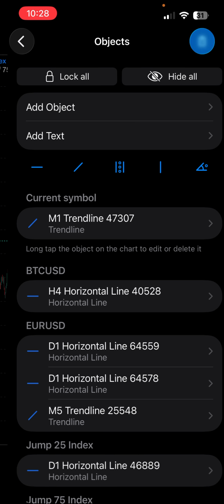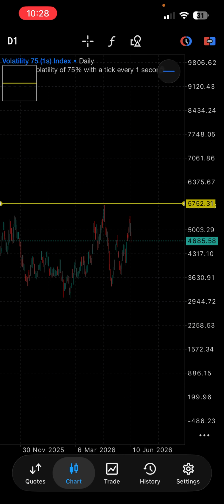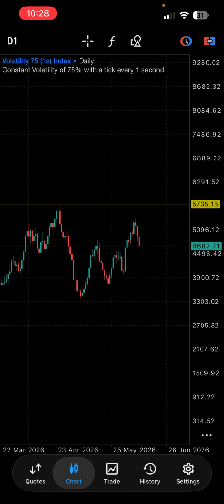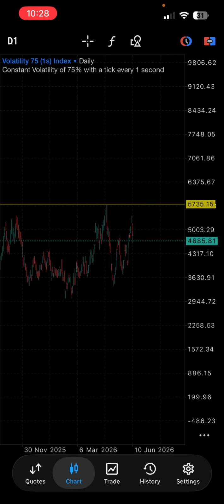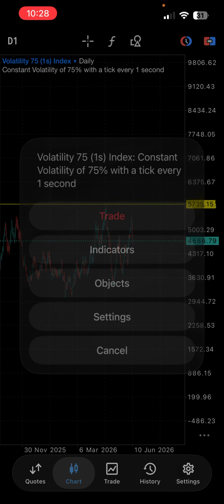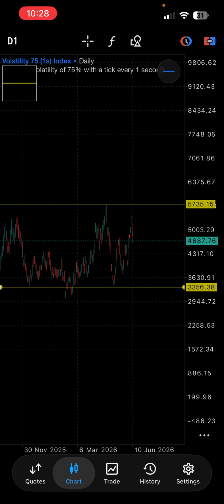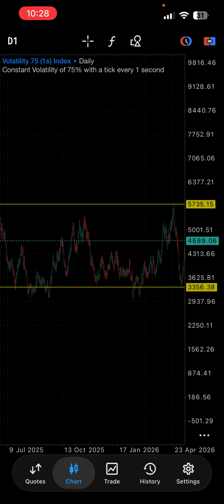So let me use my cursor here. I'm going to use this horizontal line. I'll put it here. This place, for instance, is called resistance. It means that price touched this place and price rejected. So that place is called resistance. Let me draw support also. Support is here. This area is called support.